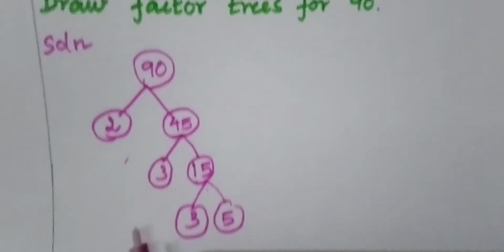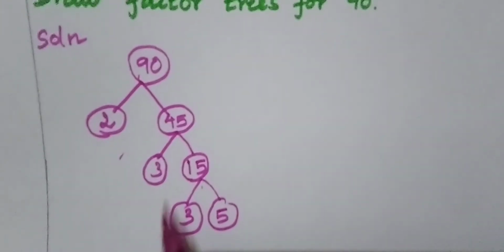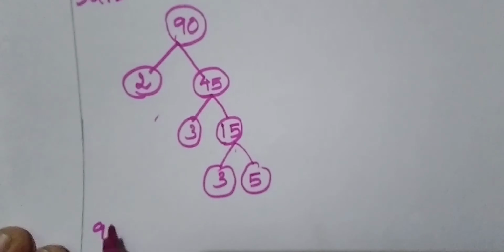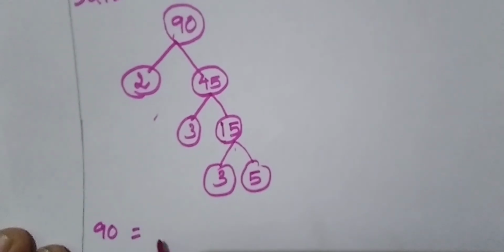So these are all prime: 2 into 3 into 3 into 5. So the factors of 90 is equal to 2 into 3 into 3 into 5.